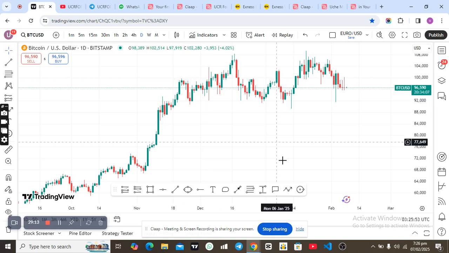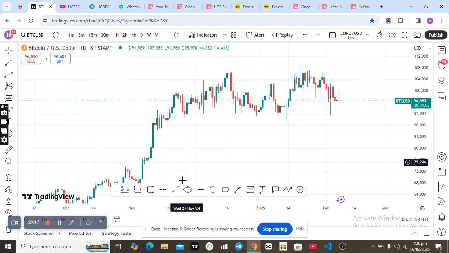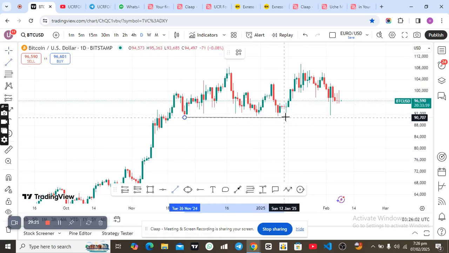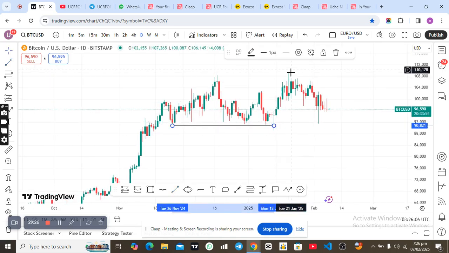So when the market came here, the market was consolidating. I will call this a consolidation. There's no change of character here. So we spotted a clear of liquidity here. Most of you will say that this thing is a BOS. Okay, this is not BOS.